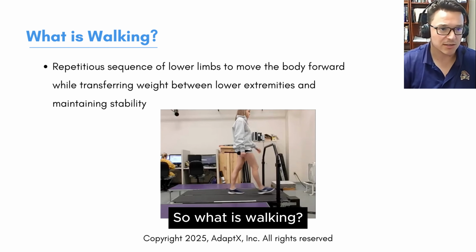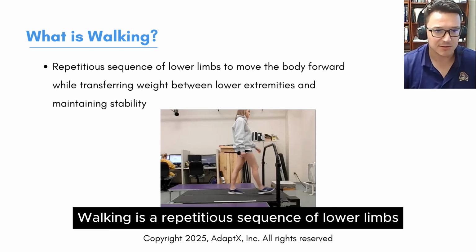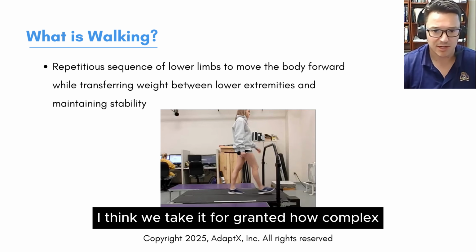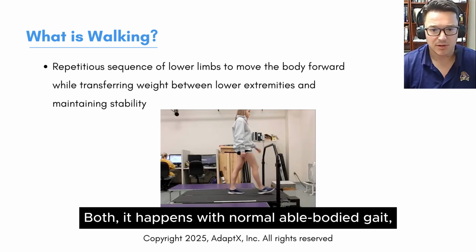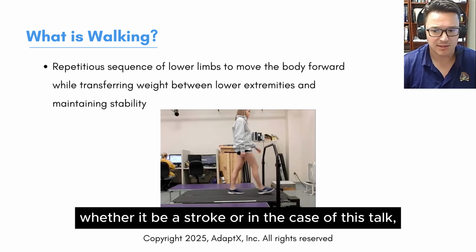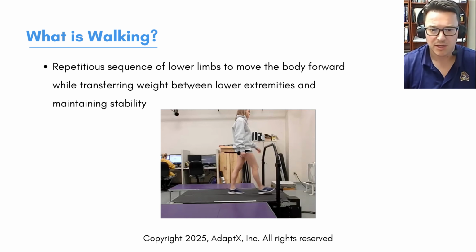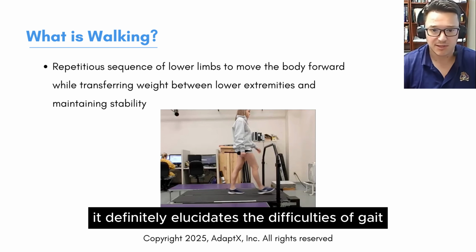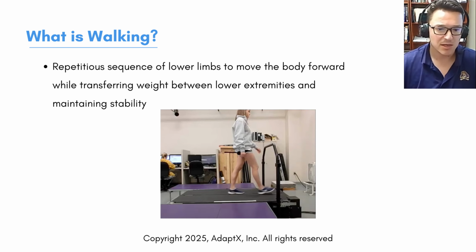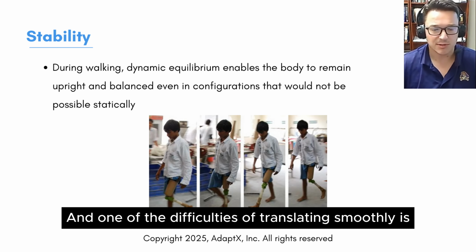So, what is walking? Walking is a repetitious sequence of lower limbs to move the body forward. I think we take it for granted how complex it actually is. It happens with normal able-bodied gait. It seems fluid, but as soon as you throw in a pathology, whether it be a stroke or, in the case of this talk, amputation, it definitely elucidates the difficulties of gait and how hard it is to actually transition smoothly. And one of the difficulties of transitioning smoothly is really stability.